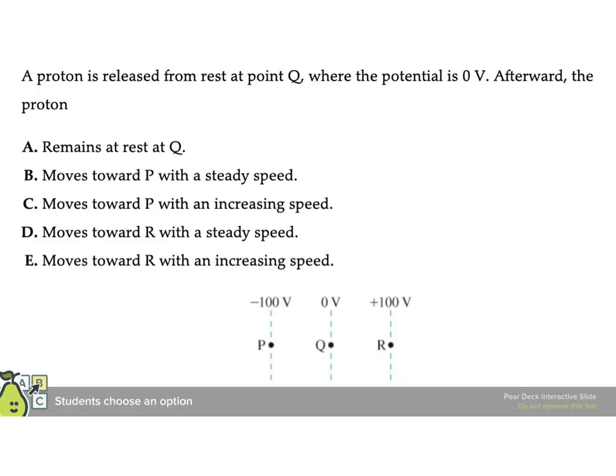All right. A proton is released from rest at point Q, where the potential is 0 volts. Afterwards, what can we say about this proton? Does it remain at rest at Q? Does it move towards P at a steady speed? Does it move towards P at an increasing speed? Does it move towards R at a steady speed? Does it move towards R with an increasing speed?